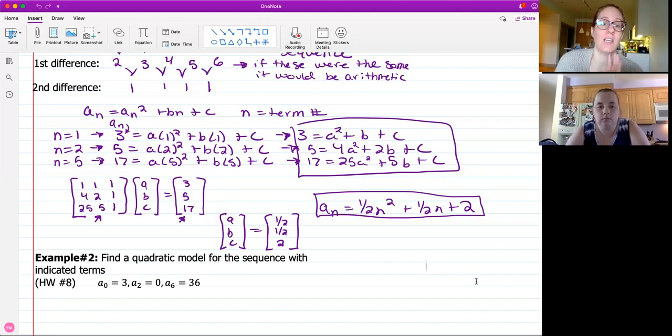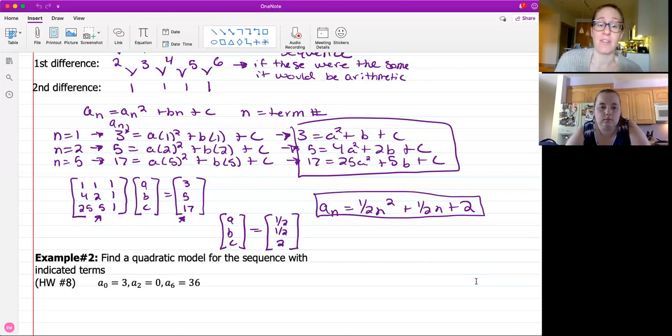So we're left with just 1a plus 1b plus 1c for that top line. Then we also know the second term. So when n is 2, we know the term is going to be 5. So we're plugging in 5 for a sub n, and then we're plugging in 2 for our n variable because it's the second term, and then we just simplify.